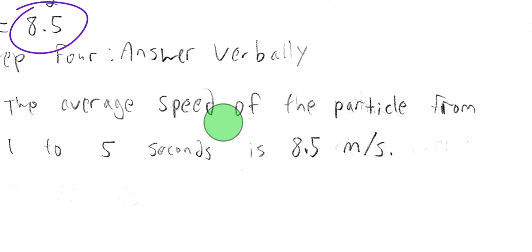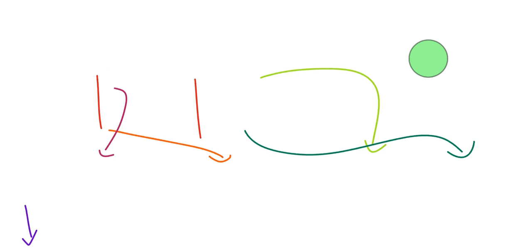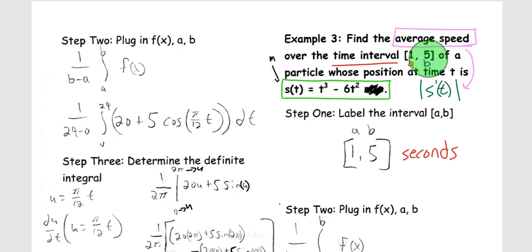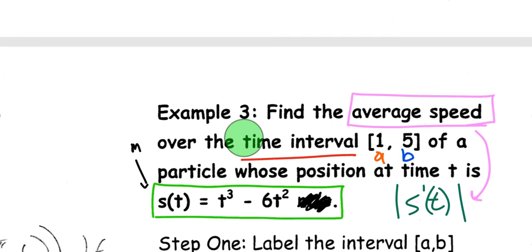So the final step is to answer verbally. The average speed of the particle from 1 to 5 seconds is 8.5 meters per second. Going back to the original problem, which I always like to do, let's read it again together one more time. It says, find the average speed over the time interval 1 to 5 of a particle whose position is given by this. So basically, if you were watching this particle move, right, from t equals 1 to t equals 5, so let's say this is t equals 1 and this is t equals 5.